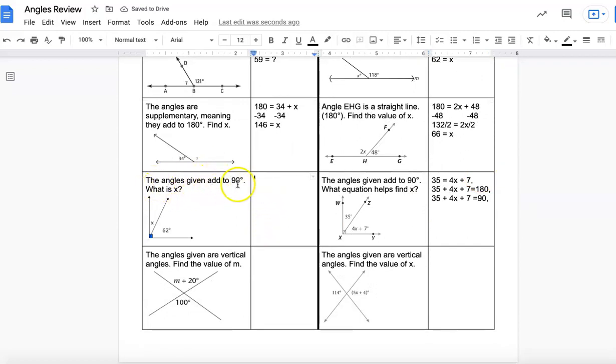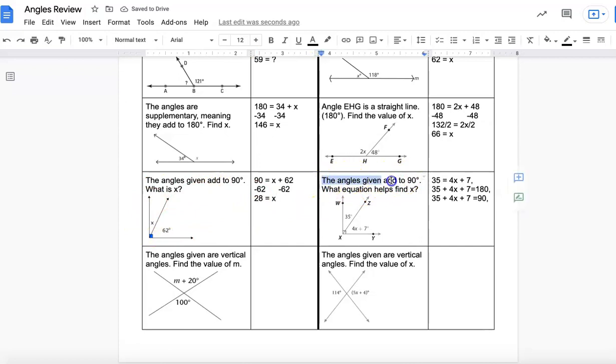It says the angles given here add to 90 degrees. What is X? So 90 degrees is equal to X plus 62, right? Added together. 90 minus 62 on that side, minus 62 on this side. 90 minus 62 is 28 equals X. And that's our missing value.